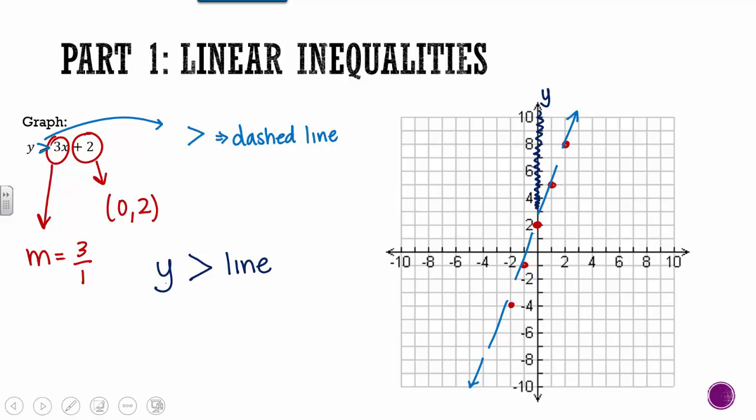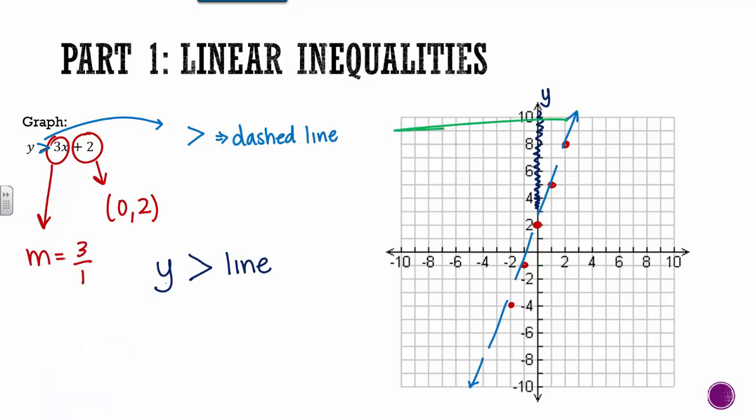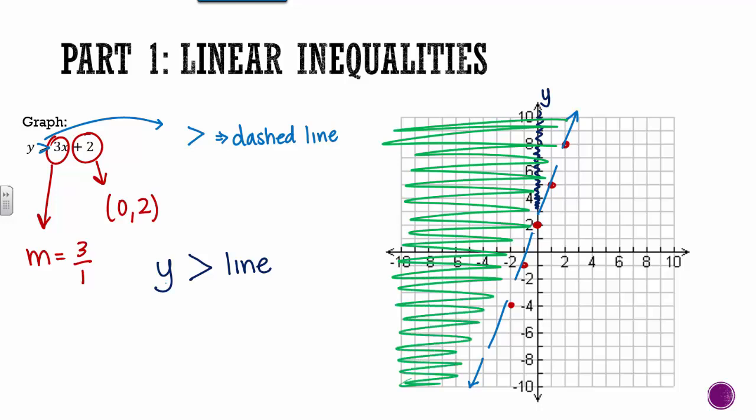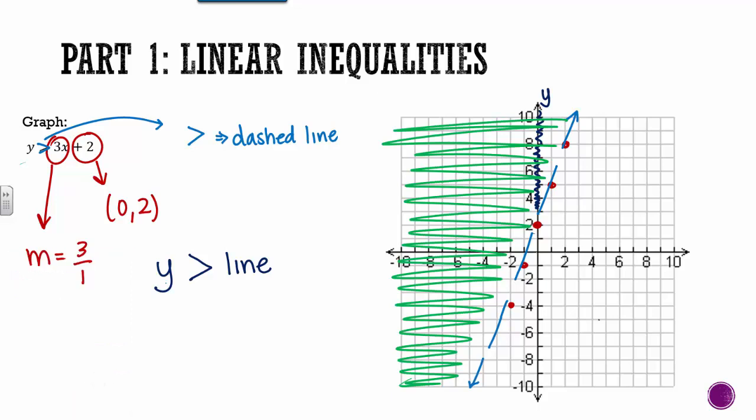So that means that the side we are going to shade is going to be, let's get a different color, everything over here. This is where all of our solutions are. Now we can pick absolutely any number in here and it will work in y is greater than 3x plus 2. Now remember, we had the test point, so if you struggle with knowing where to shade, I would suggest plugging in 0, 0 all the time.